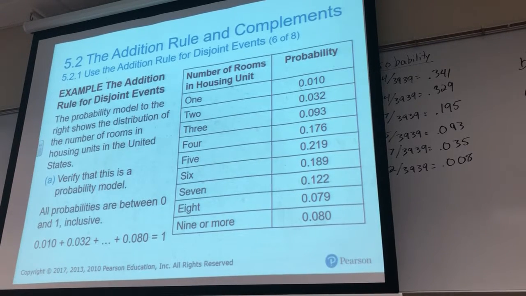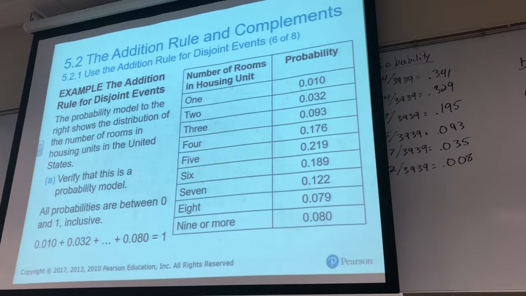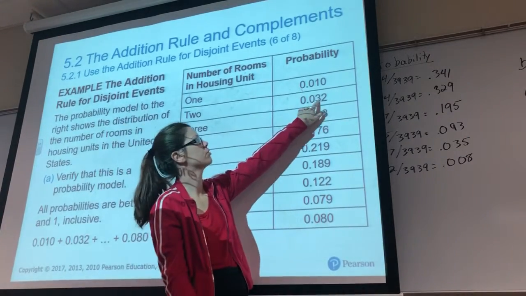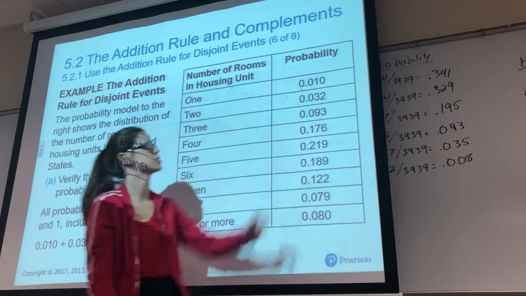Technically, we need to double check to make sure these things are disjoint. You can't have a housing unit that has both 2 rooms and 3 rooms at the same time. It has to be one or the other. So they are mutually exclusive, or disjoint. So we can go ahead and look at their probabilities individually and then just add them together. The probability of 2, based on our chart, is 0.032, and then the probability of 3 is going to be the same down here.